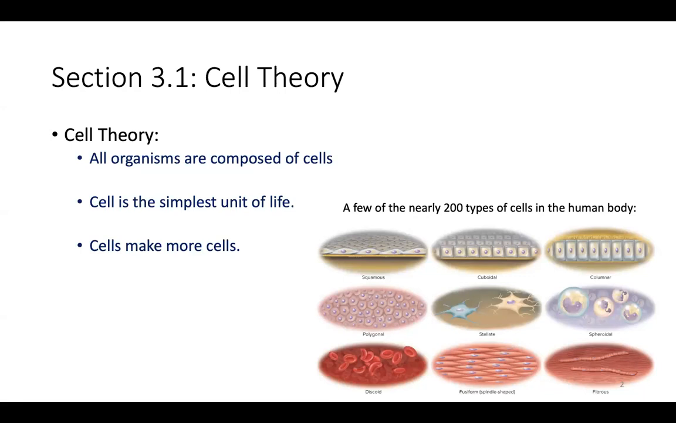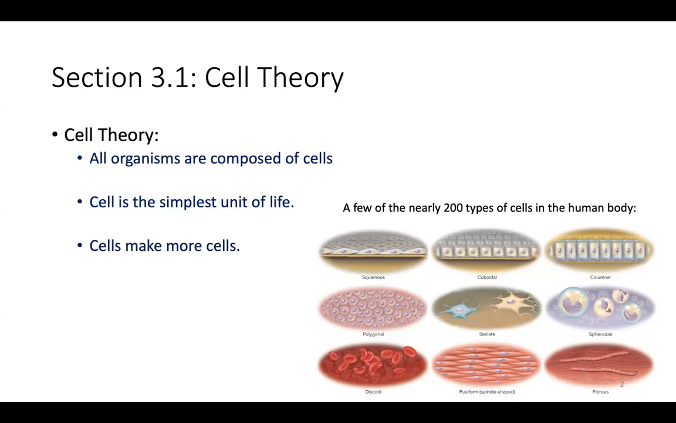Closely related to that is this tenet of the cell theory, that the cell is the simplest unit of life. You can't break anything down beyond the cellular level and consider it alive. So it's the simplest unit of life. All organisms are composed of cells. It can be one cell. It can be many cells.